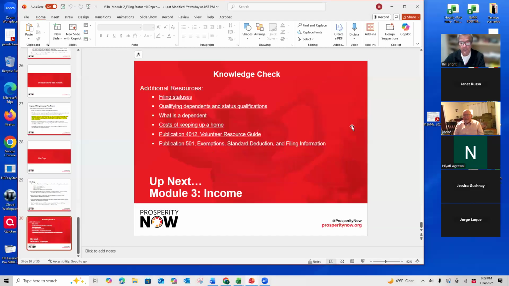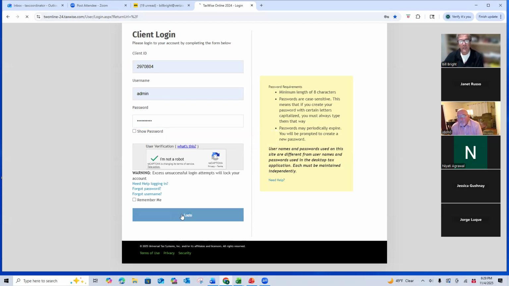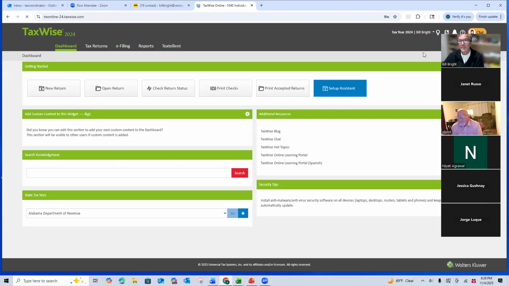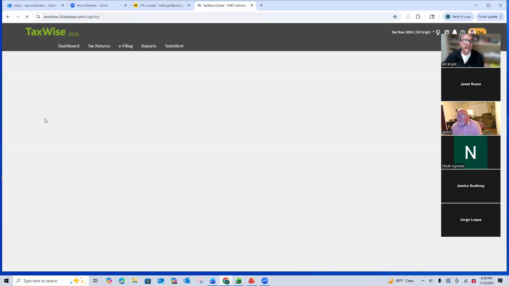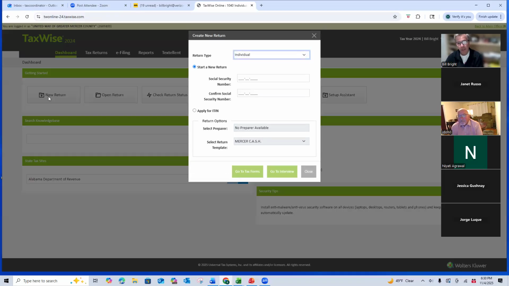So what I'd like to show, since this is one of the quicker modules, is TaxWise. I'm going to show you how to put all the basic info in and indicate their filing status as well as any dependents. This is a live system. I'm going to go to one of our least used sites and briefly go through this. This is what TaxWise will look like when you get your login. I'm going to create a new return, and I'm using a dummy Social Security number because this one isn't going anywhere.